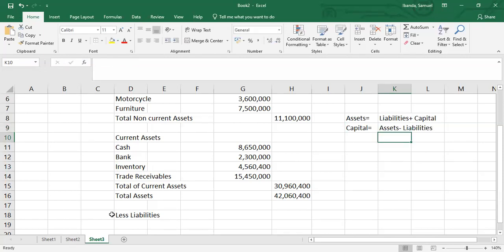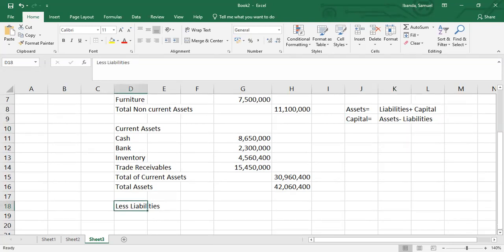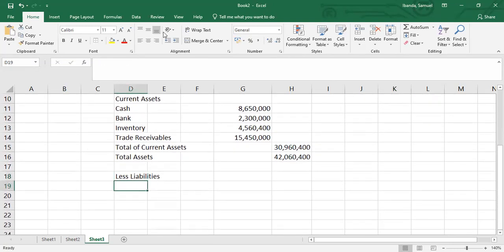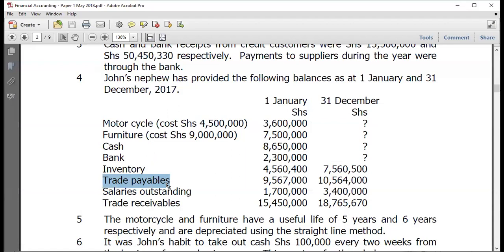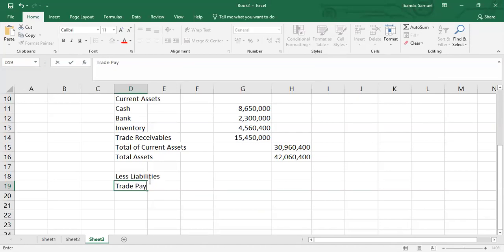So right here, I'm lessing my liabilities, which means I'm now going to pick my liabilities. As you saw, we had our trade payables as the first here. The trade payables, let's pick the amount. Trade payables.